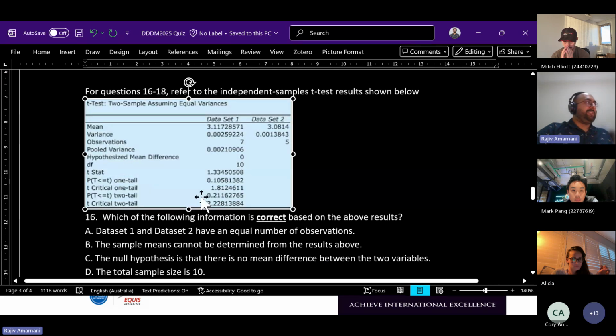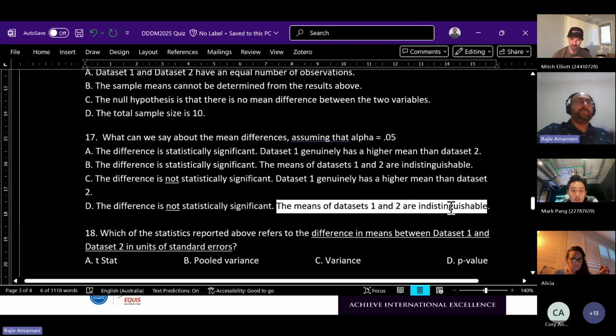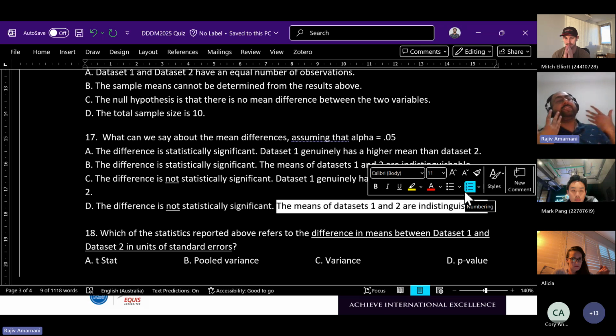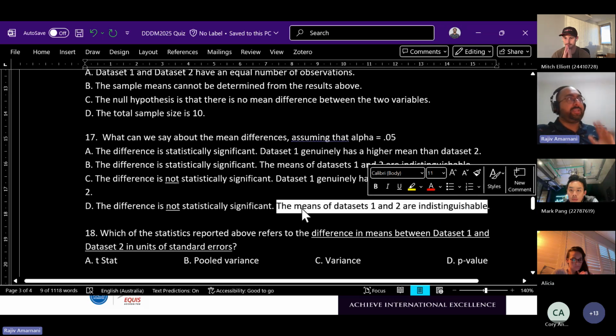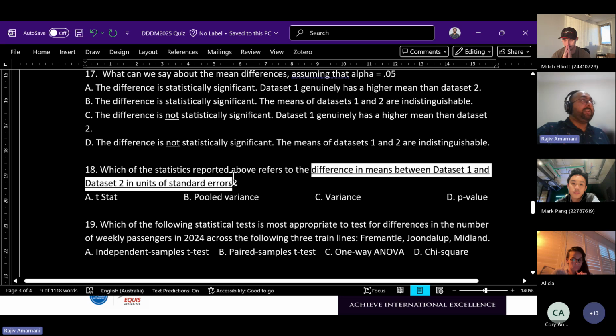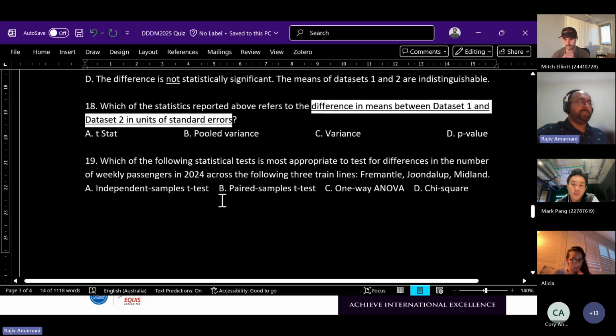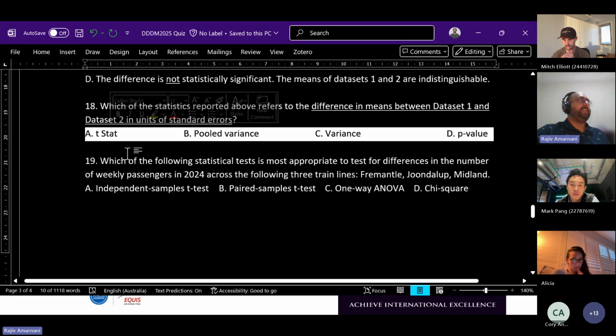So looking at the p-value here for the two-tailed test, or even for the one-tailed, it's not statistically significant. So it's not significant, and that means that the means are indistinguishable. We cannot say that the difference is non-zero. We can't be certain. And then we have here the difference in means in units of standard errors. Now we know that that is the test statistic, the t statistic. So that is the difference in units of standard errors. So it's A.